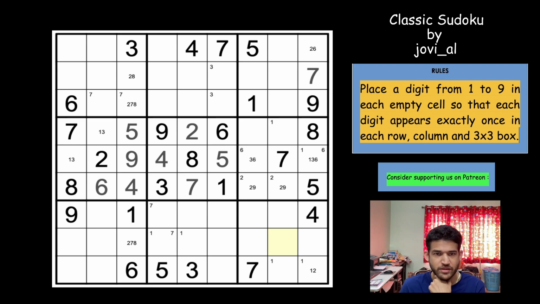I'm just pausing here to think. Okay, row 1. 9 is not in this column and 9 is not in this row. So which means 9 must go in here, and that gives you a 9. Excellent.